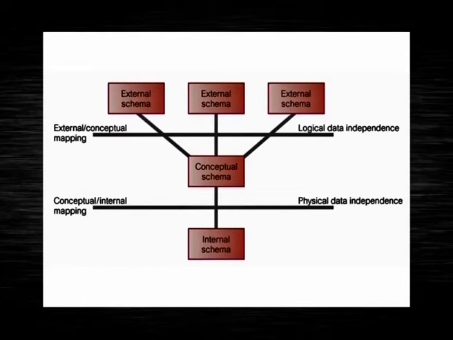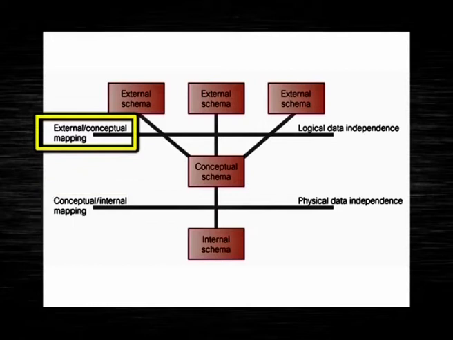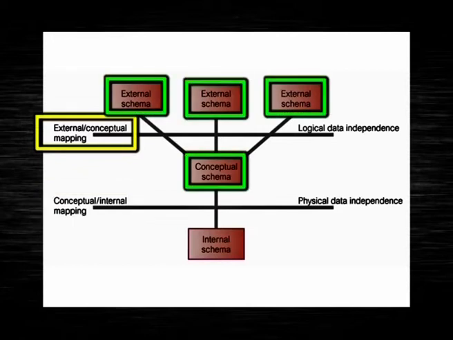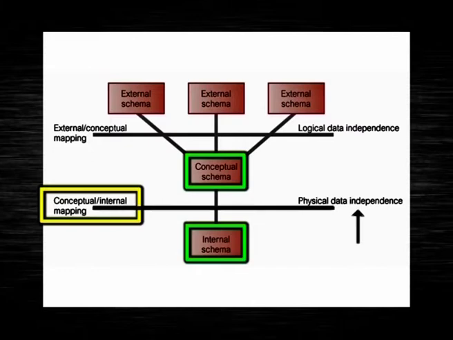Look at the diagram. This diagram clearly shows that mapping is basically of two types: conceptual or internal mapping, and external or conceptual mapping. The external or conceptual mapping lies between external and conceptual schema, and it provides logical data independence, whereas conceptual or internal mapping lies between conceptual and internal schema and provides physical data independence.